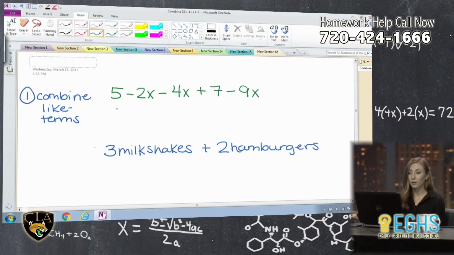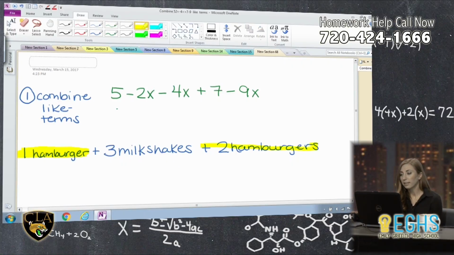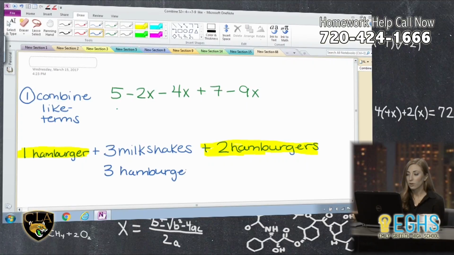If I also had, in addition to this, 1 other hamburger plus 3 milkshakes plus 2 hamburgers, then I could simplify this. I could actually say this a simpler way. Instead of saying I have 1 hamburger and 3 milkshakes and then 2 hamburgers, I can put these hamburgers together and say, well, actually, I have 3 hamburgers and 3 milkshakes. So these hamburgers are called like terms, and 3 milkshakes.